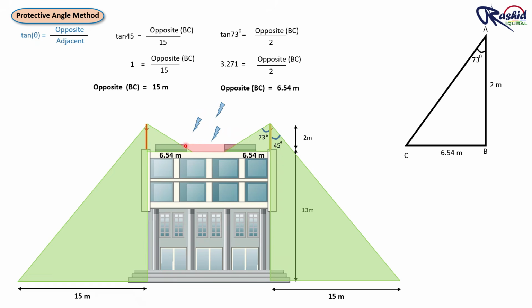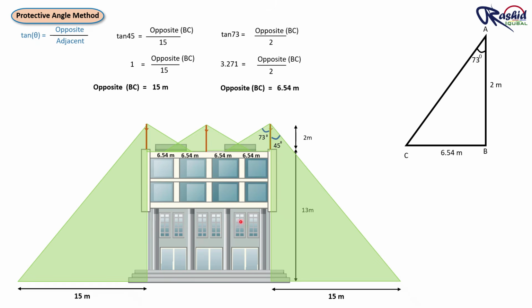So what is the solution? In that case, we have two options. Either increase the rod height so that the protection cone become larger, or increase additional rods. For example, if we add one more rod of the same height in the center, then each rod gives 6.54 meter protection. These cones overlap and cover a wider area.